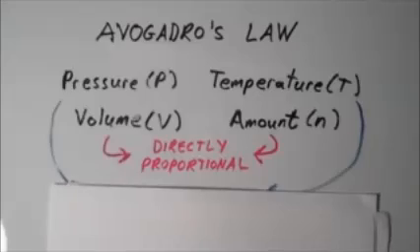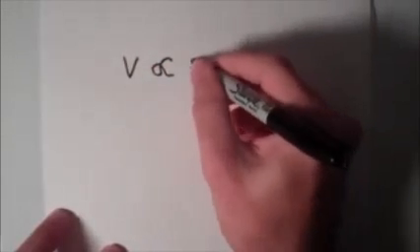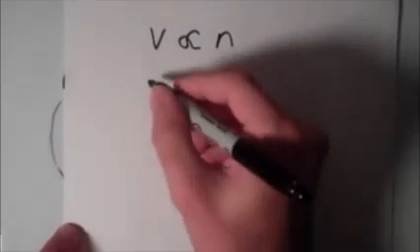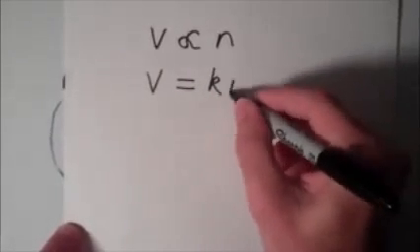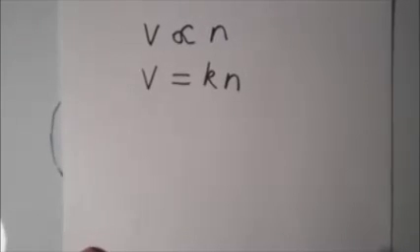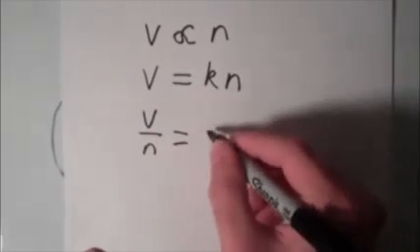Like I said, if the pressure and the temperature of the gas are kept constant, so those two are constant, then the volume of the gas, V, is proportional to the amount of the gas, N. So I'm going to turn this proportionality into an equation and say that V is equal to a constant of proportionality, K, times N, the amount. Divide both sides of the equation by N, and you get that V over N is equal to the constant K.